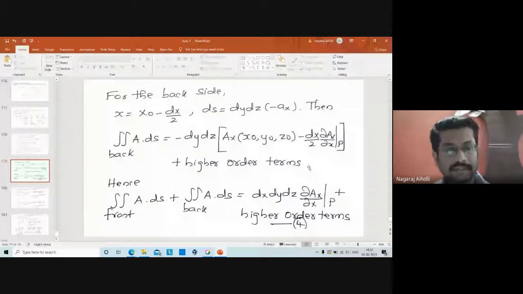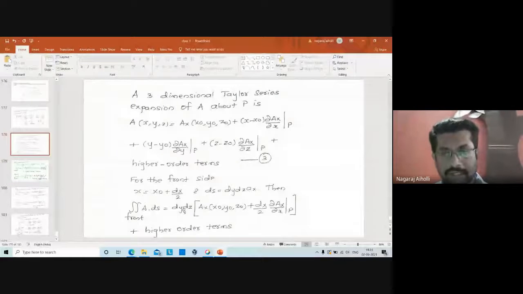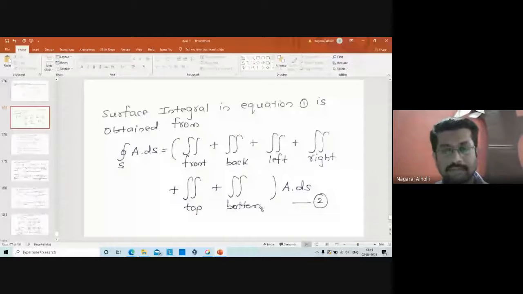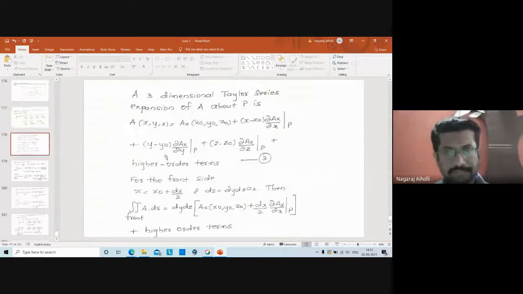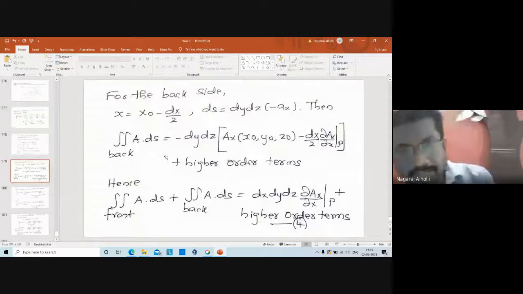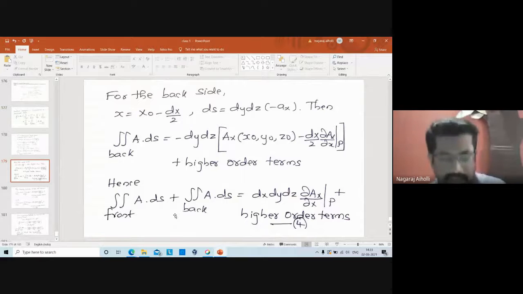Next, what we are doing is adding the front integral plus the back integral. Anyhow, we have to add all the 6: front, back, left, right, top, bottom. First we add front plus back, then left plus right, then top plus bottom. Then we add all these 3 to get the closed surface integral of a dot ds. Here, students, the front plus back: now we have to add the front surface with the back surface.